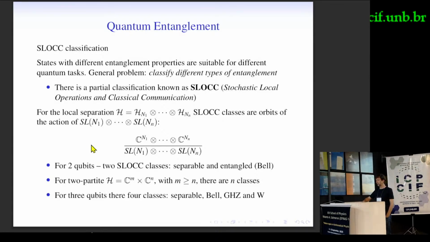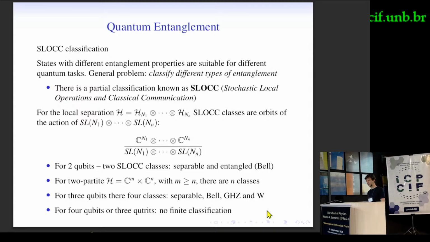Well, for 3 qubits, you can also apply this classification. Again, you'll find a finite answer. There will be 4 classes: either separable, or the generalization of the Bell class, when 2 of the qubits will be in an entangled state and the third one will not be entangled with the other 2. And the 2 classes of genuine 3-partite entanglement, one is called GHZ and the other one is called W, and later I will explain what they are.